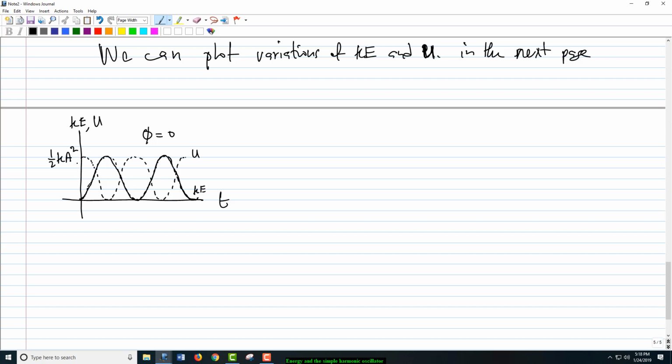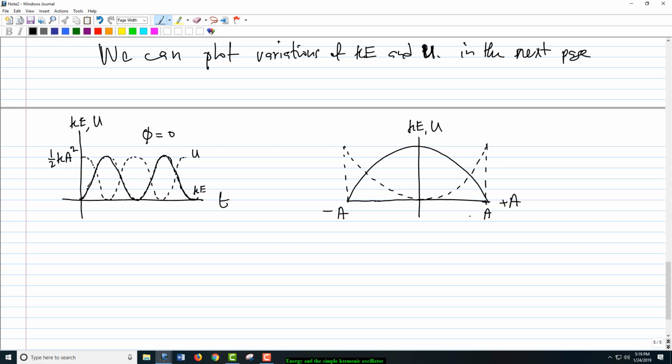And then we can also plot the variation of kinetic and potential energy with respect to amplitude. So let's plot that here. Let's say this is positive amplitude, negative amplitude, and we have kinetic energy and potential energy here. Again, our potential energy is going to be the broken line. And then we'll plot kinetic energy this way. So this gives us the amplitudes. This is A, and that's minus A.